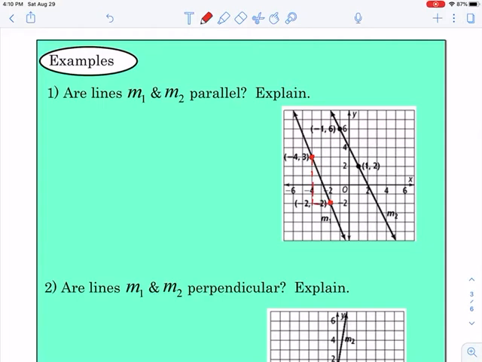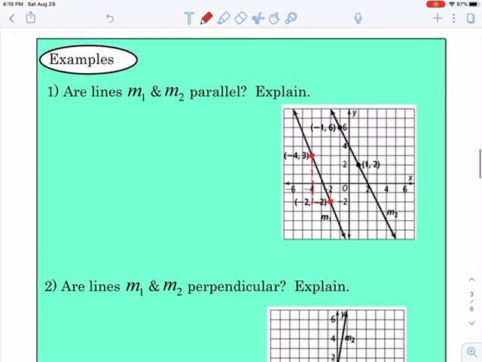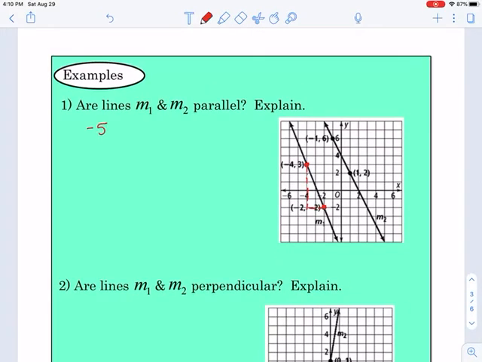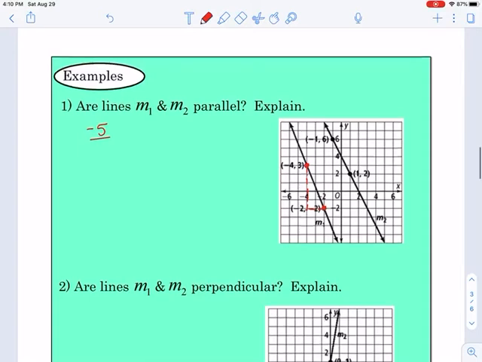So now let's count. I have to move down 1, 2, 3, 4, 5. As you go down, y is negative, so that's going to be a negative 5. And then I have to go to the right, 1, 2. As you go to the right, x's are positive, so that's going to be a positive 2. So the slope of line 1 is negative 5 over 2.